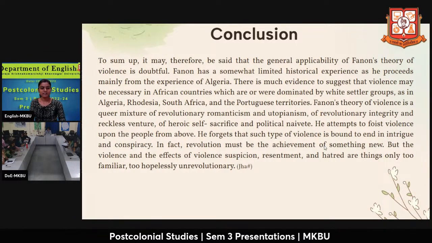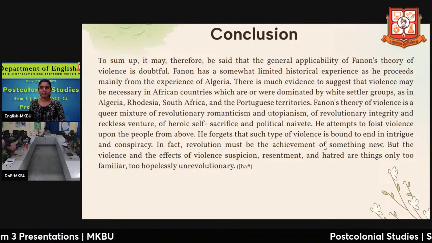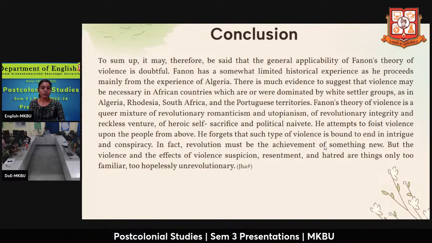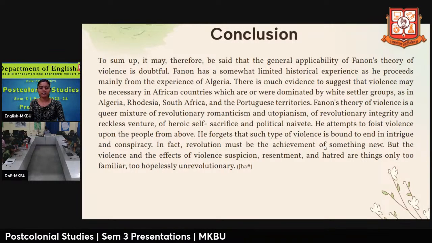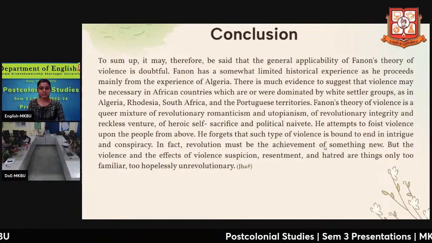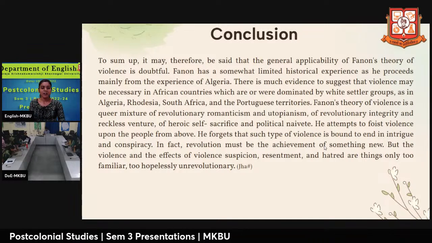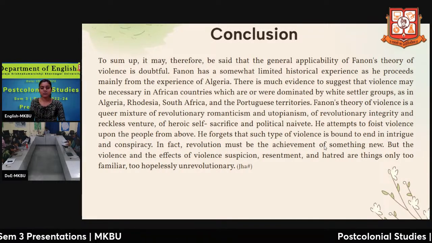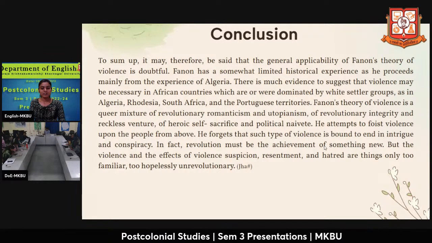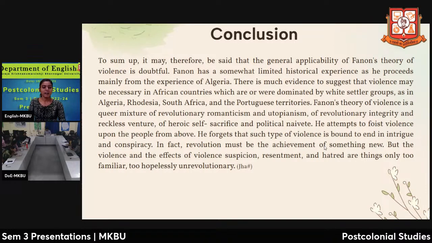Fanon's theory of violence is a queer mixture of revolutionary romanticism and utopianism, of revolutionary integrity and reckless venture, of heroic self-sacrifice and political naivete. He attempts to foist violence upon the people from above. He forgets that such type of violence is bound to end in intrigue and conspiracy. In fact, revolution must be the achievement of something new, but violence and the effects of violence, suspicion, resentment, and hatred are things only too familiar, too hopelessly unrevolutionary.